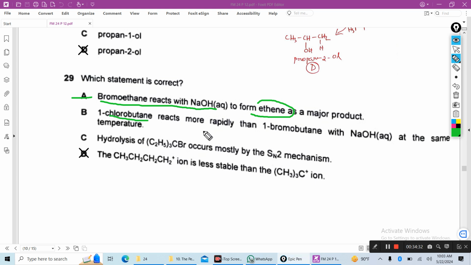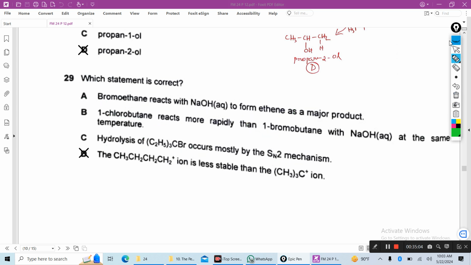1-chlorobutane reacts more rapidly than 1-bromobutane? No, this is wrong. 1-bromobutane will react rapidly because the C-Br bond is longer, so it reacts faster. And hydrolysis of this occurs mostly by SN2? No, this tertiary haloalkane reacts mostly by the SN1 mechanism, not SN2. So D is the right answer.